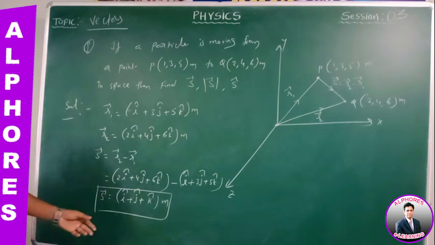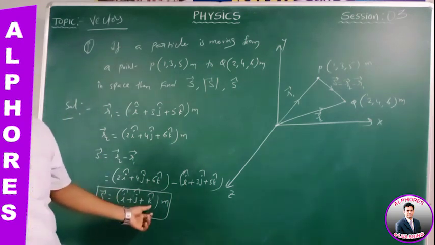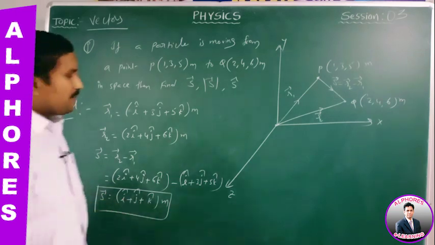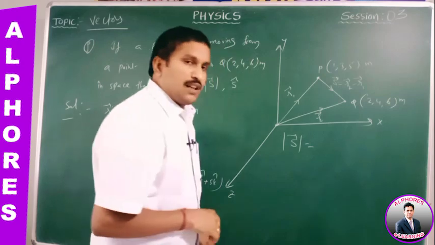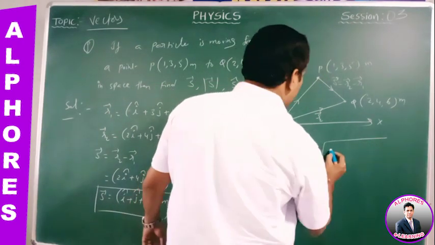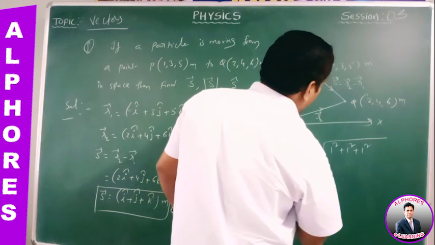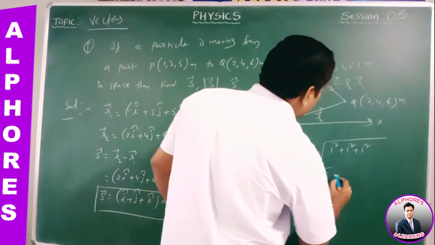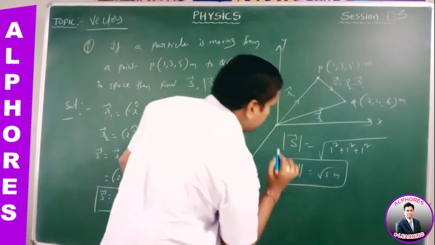So the displacement vector s bar is equal to what I am getting here? i cap plus j cap plus k cap meter. Then what is the magnitude of displacement, which is nothing but the distance? Root of i coefficient square, 1 square plus 1 square, again j coefficient 1 square, that means root 3 meters. So this is the magnitude of displacement.